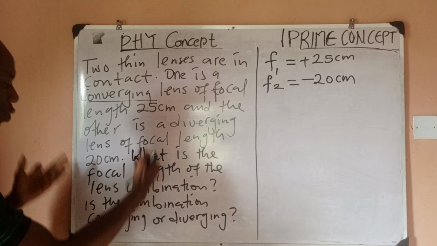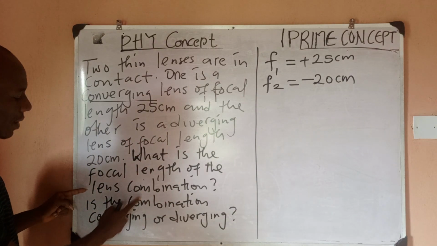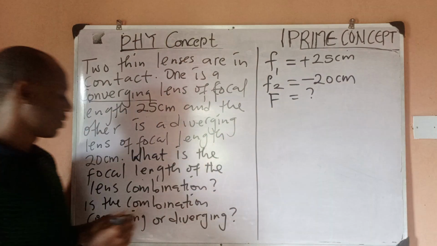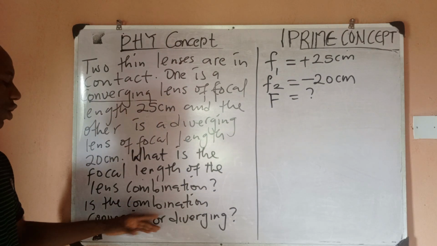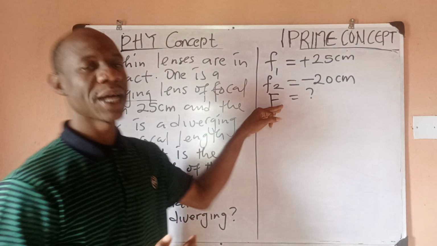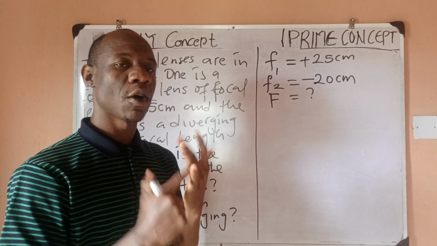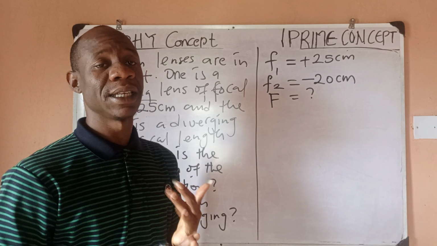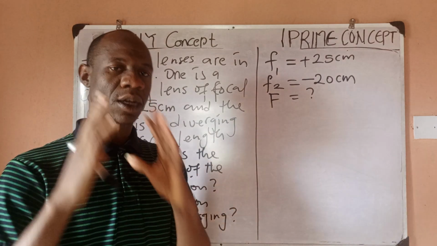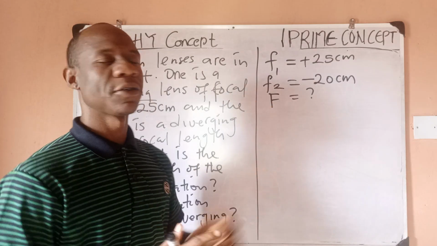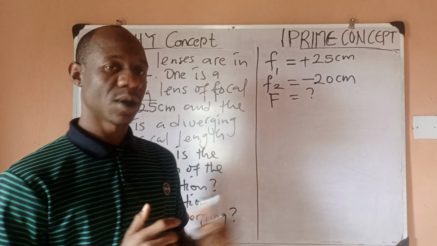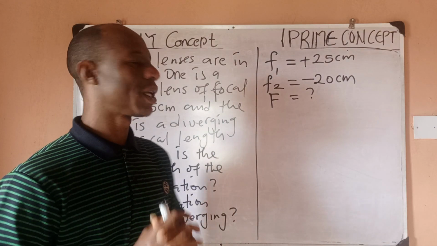That's the first question. What will be the combined focal length, which is F? And then the second part of the question says, is the combination converging or diverging? So when we determine the combined focal length, if the combined focal length at the end of the day is positive, it means that the combination is what? Converging. If the combined focal length at the end of the day is negative, it means that the combination is what? Diverging. So that is how we can determine that.